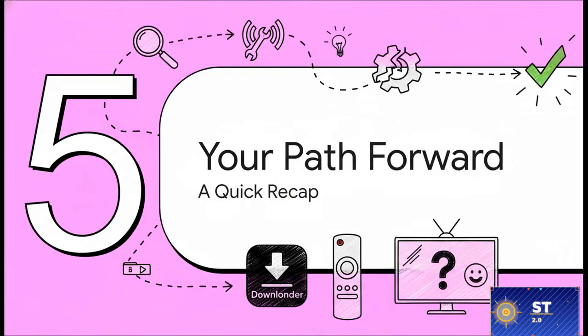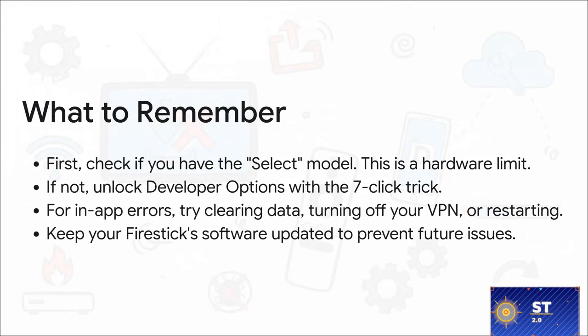Phew, okay. Let's just do a quick recap of all that. If you follow these steps in this exact order, you should be able to solve pretty much any problem you're having with the Downloader app. So here's your final cheat sheet. Number 1, always check your model first. If it's a Select, that's a hard stop. It's a hardware thing. Number 2, for any other Fire Stick, use that 7-click trick to unlock developer options.